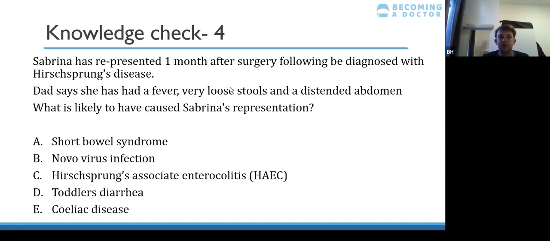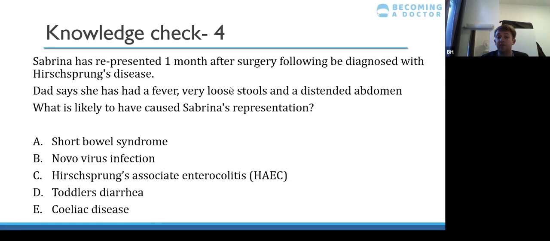So a little question. They've been diagnosed with Hirschsprung's and they've had surgery. They just resect the aganglionic segment. And then this child, Sabrina, re-presents a month after surgery, following the diagnosis and surgery. Dad says she's felt very feverish. She's had some very loose stools and she's got a distended abdomen.